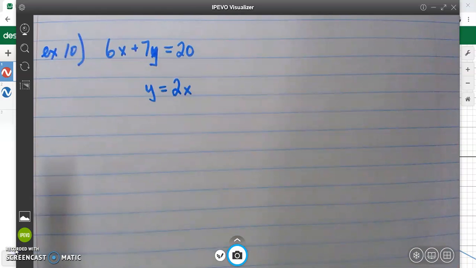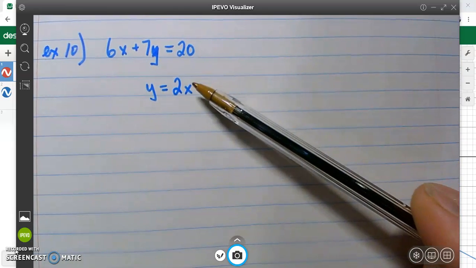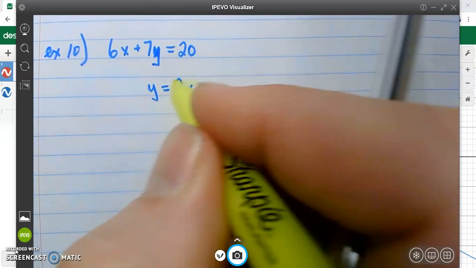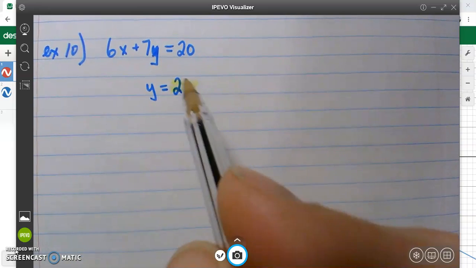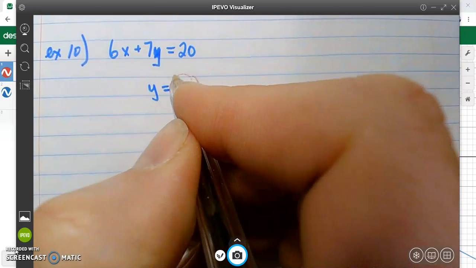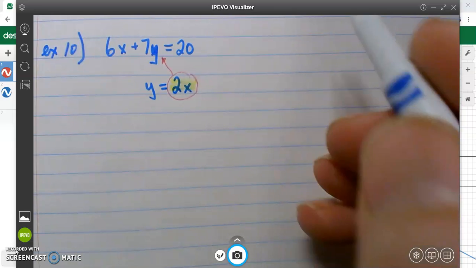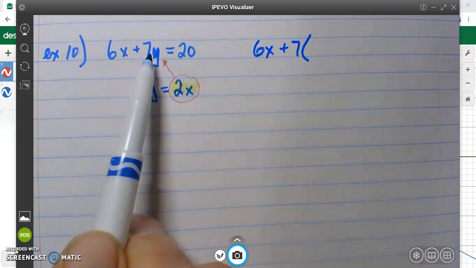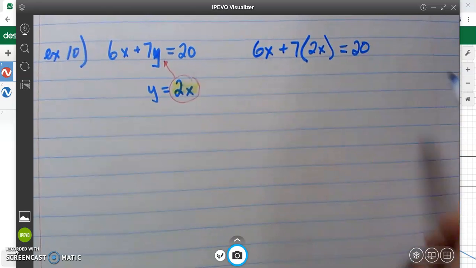Okay, a second example to look at. Again, I've got two equations. Again, one of them is in standard form and one of them is in y equals form, which actually makes it really easy to use substitution. So I'm going to take this one that's in y equals form, and I recognize that anytime there's a y, I can substitute it with 2x. So I'm going to take this expression and plug it in up here wherever the y is. So that's going to give me 6x plus 7 times, here's where I plug in that expression, 2x, make that equal to 20.